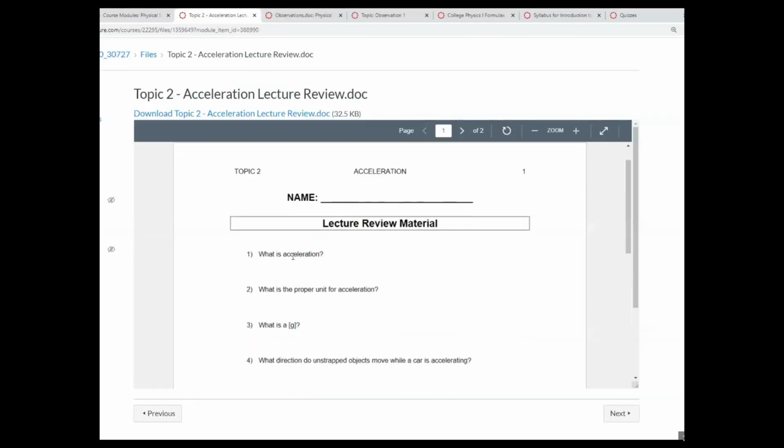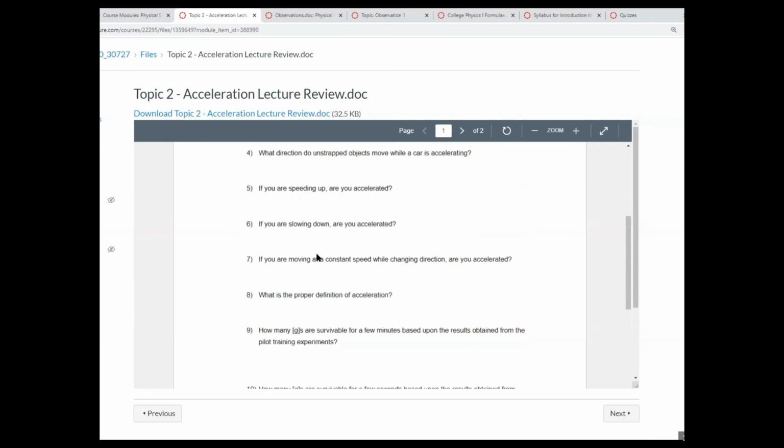All right, so what is acceleration in this case? It's going to be speeding up, slowing down, and changing direction. Speeding up is acceleration, slowing down is acceleration. Even if you're moving at a constant speed, if your direction is changing, that's also acceleration, which means that you're still accelerating.